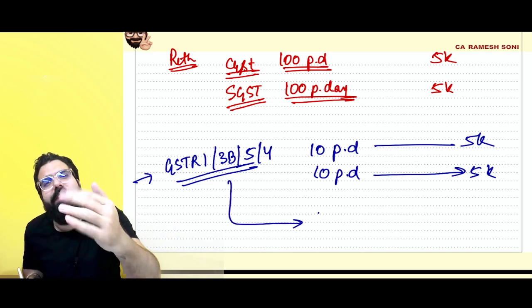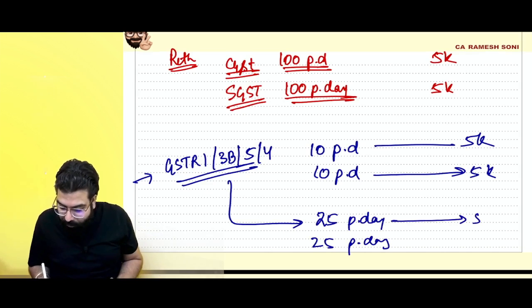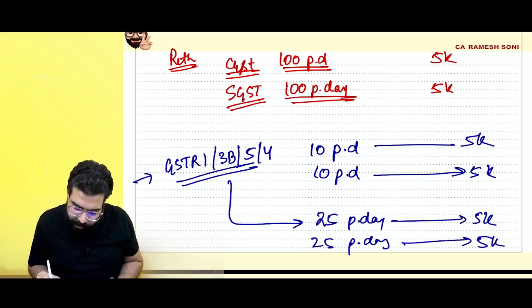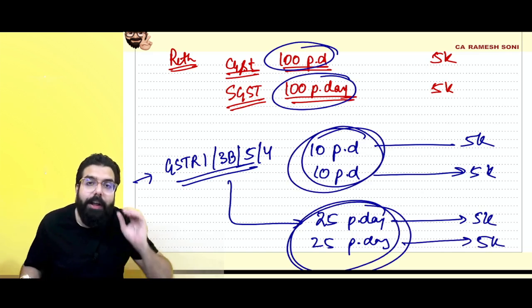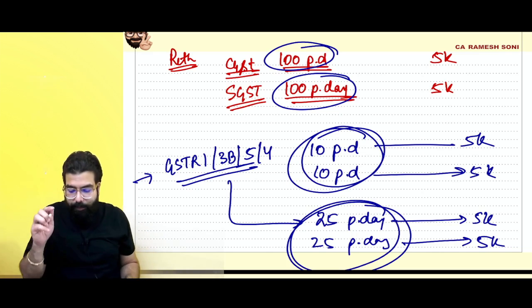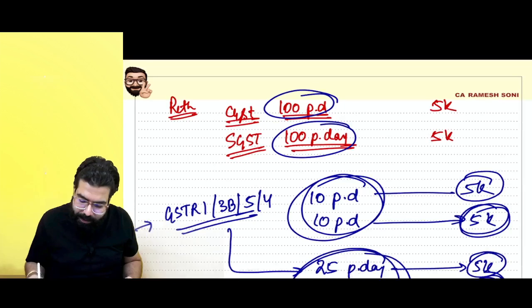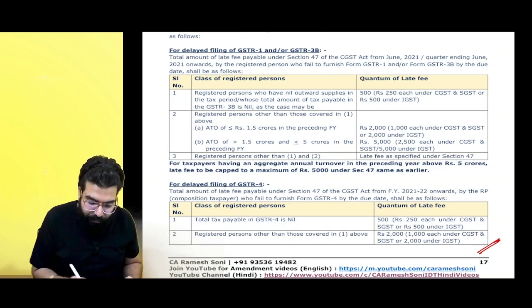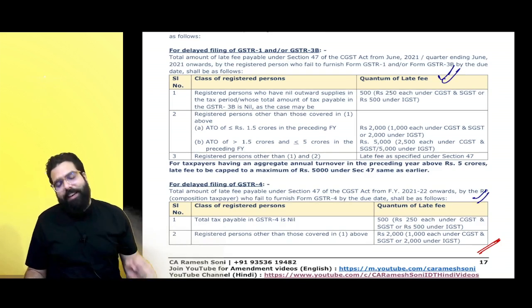But now if you are furnishing other than nil return, they are told 25 rupees per day. That was a late fee up to a maximum of 5,000 rupees. People went ahead and told, sir, you reduce this. Correct? From 100 rupees per day, you made it 10 rupees for nil return. Other than nil return, you made it 25. But sir, maximum late fee you did not reduce, and hence government went ahead and reduced the maximum late fee also.